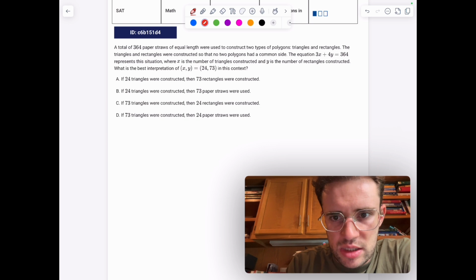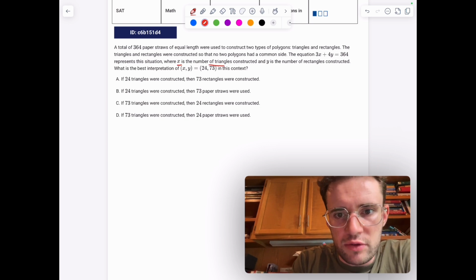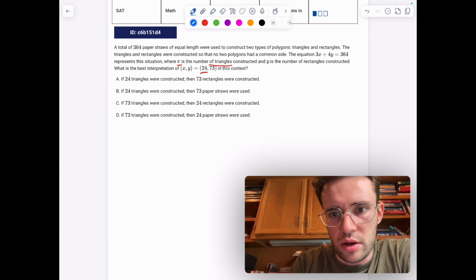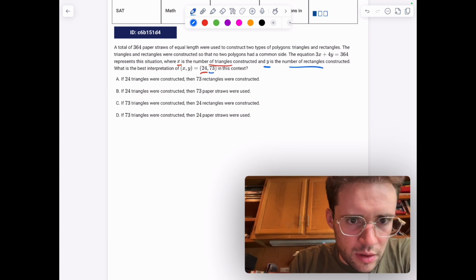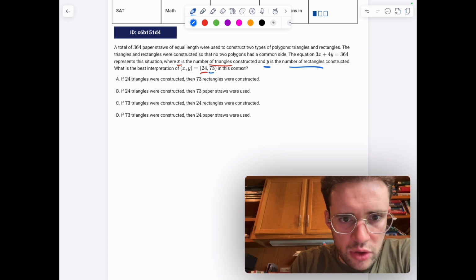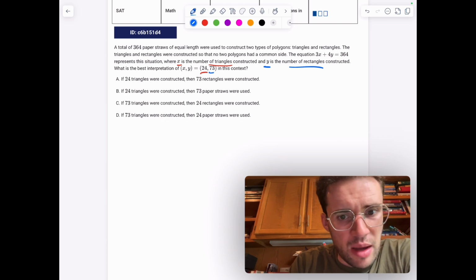All right, well, they just told us what x and y mean. So x is the number of triangles, so that's 24. So you made 24 triangles. And y is the number of rectangles, so that's 73. So if 24 triangles were constructed, then 73 rectangles were constructed. If 24 triangles were constructed, then 73 paper straws were used.